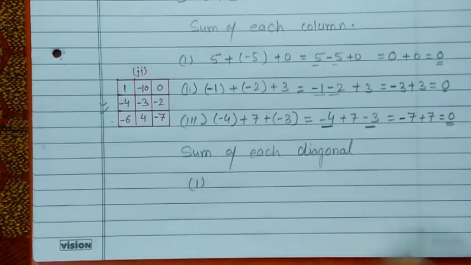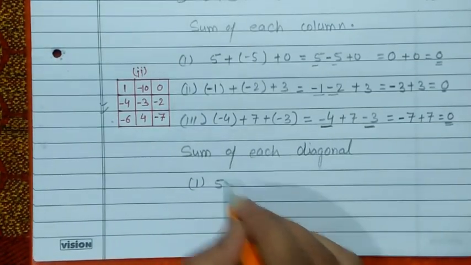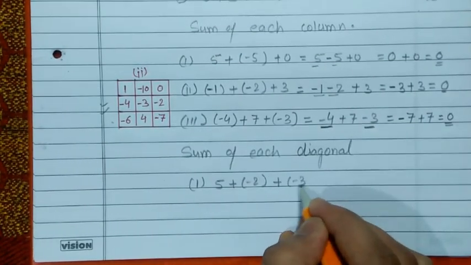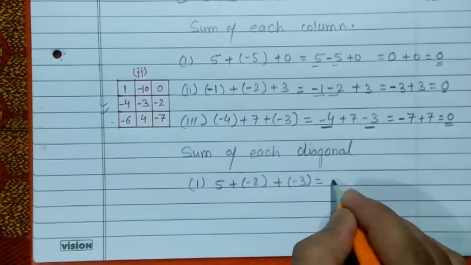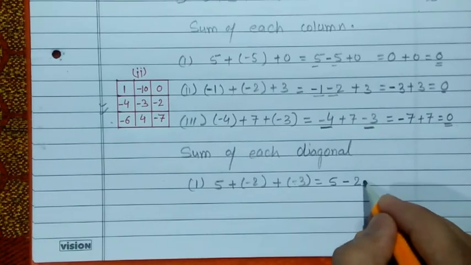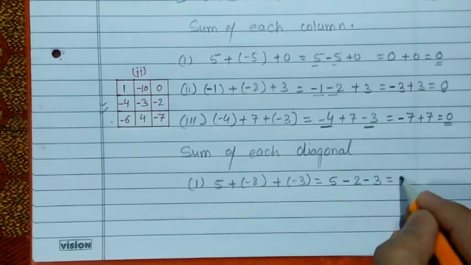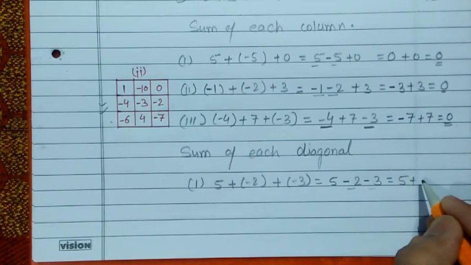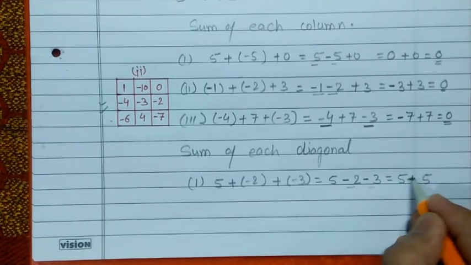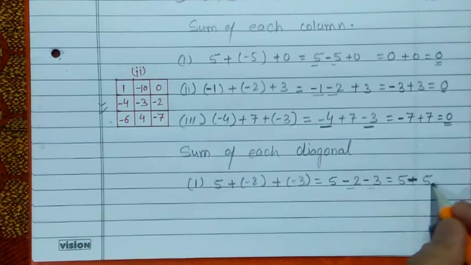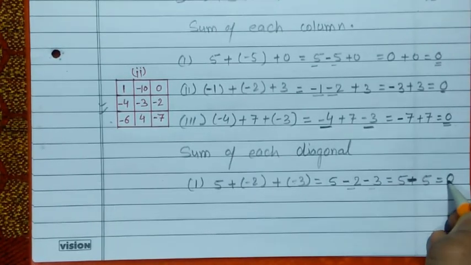So let's see the first diagonal. We have 5 plus minus 2 plus minus 3. Okay. So when we simplify it, we get 5 plus minus minus 2 and plus minus minus 3. Okay. So we can see we got here 5 plus minus will be added and we get here 5, and this sign will be negative because this is minus and minus will be added and sign will be negative. So again we got here 0.